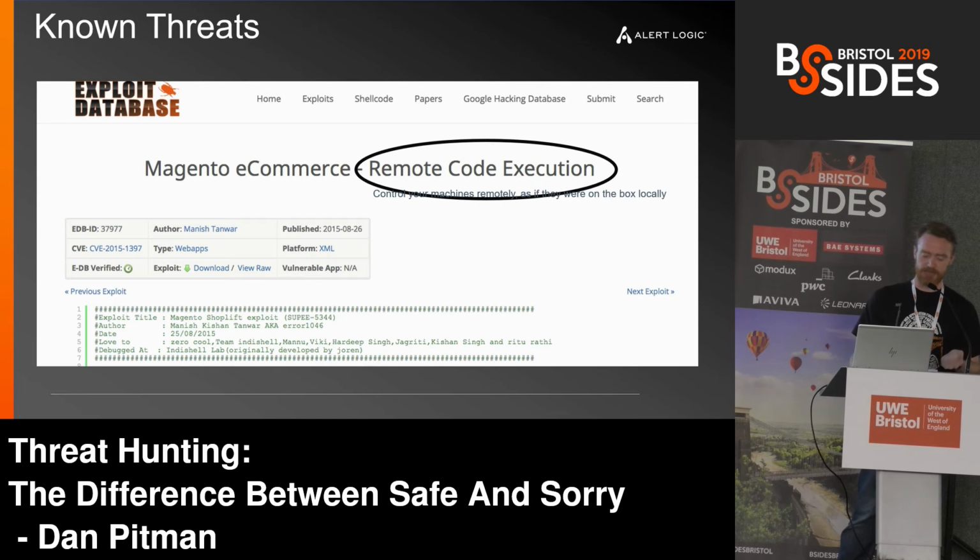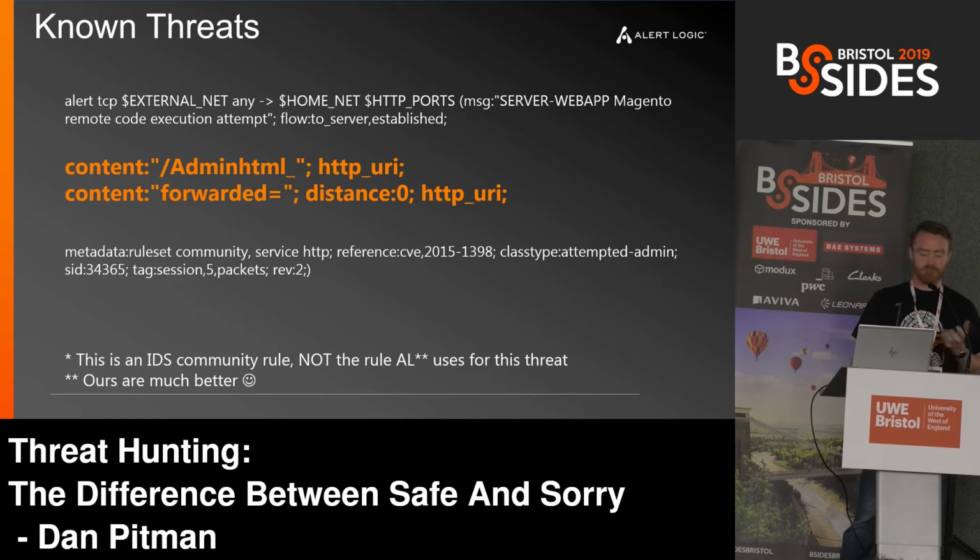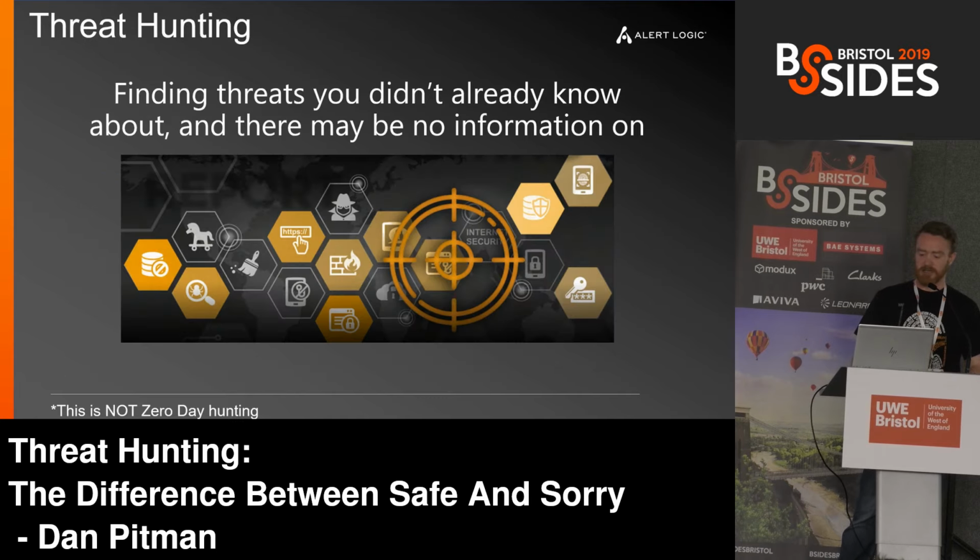So if we talk about a known attack, and this is the Shopify bug from 2015, it was relatively easy to find, right? So we knew the content we were trying to look for, we knew to look for this admin HTML and the forwarded equals. We could look for that within the URI. There was a community rule out. Ours is a bit more tuned than this one, obviously. So if you see these things, then that's the attack being attempted. And you need to go and dig into the data, and that can be quite an easy thing for someone to do in their SOC, right? You take the community rule, maybe you tune it a little bit, but you build it into your IDS and you escalate it to someone who knows what they're doing, hopefully.